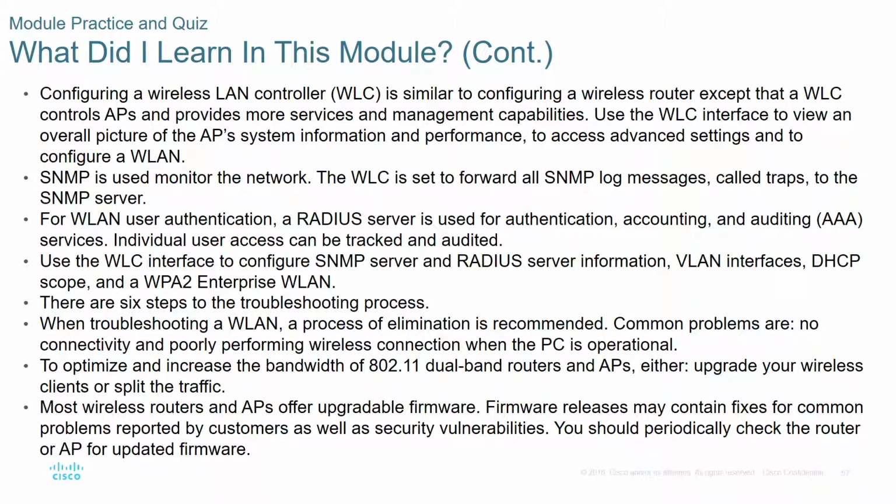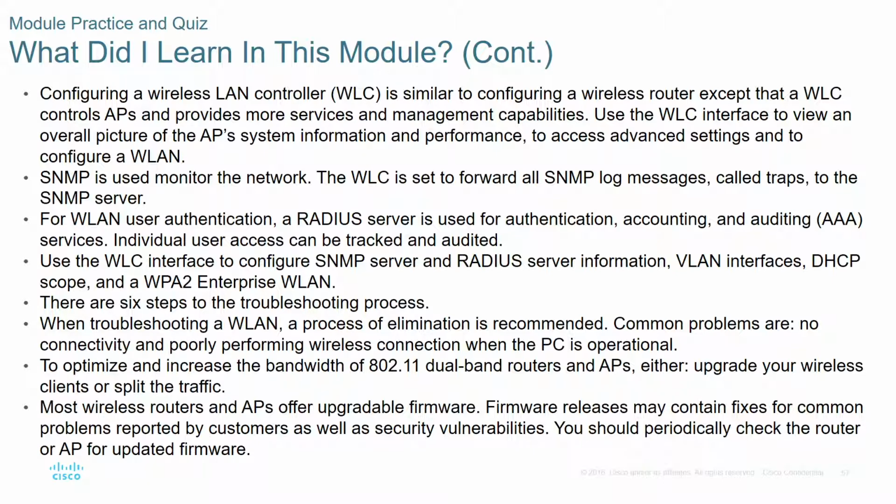Configuring a wireless LAN controller is similar to configuring a wireless router, except that the WLC controls access points and provides more services and management capabilities. Use the WLAN controller interface to view an overall picture of the access point system information and performance, to access advanced settings and to configure the WLAN. SNMP is used to monitor the network. The wireless LAN controller is set to forward all SNMP log messages, called traps, to the SNMP server.